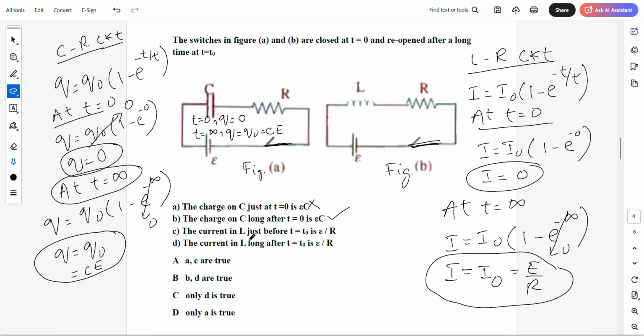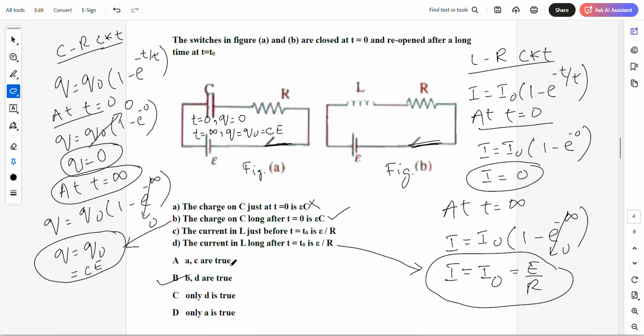The current in L just before t = 0 is E by R. No, this is wrong. At t = 0, I is equal to 0. And the current in L long after t = 0 is E by R. This is the right answer, and this is the right answer. B and D are true here.